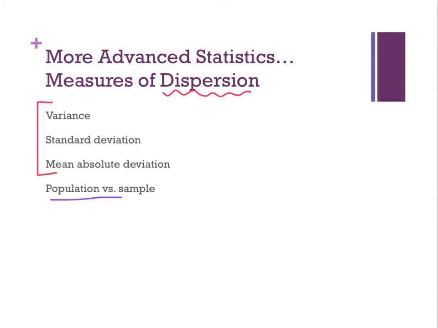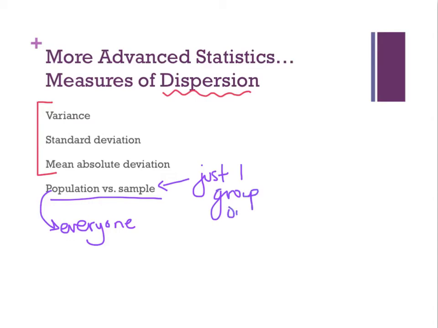Population versus sample, this right here has to do with what you're actually talking about. And you might talk about this in science. Population, that's everyone. For example, that would be everybody at Spratly. A sample, however, would be just a snippet, just one group of the population.